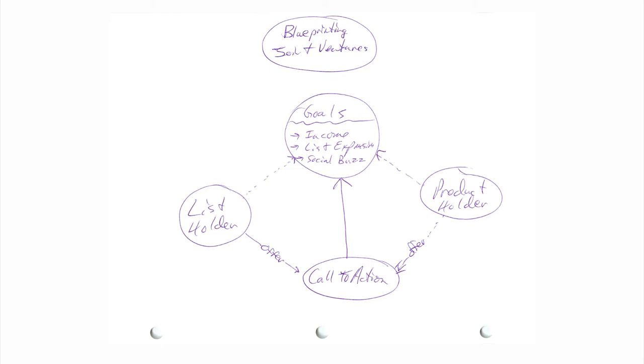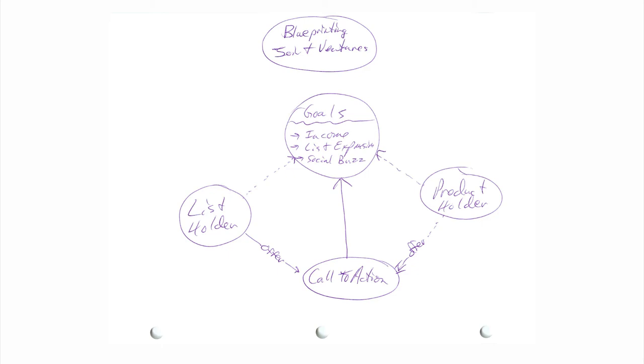If you look down at the next circle, call to action, every joint venture is going to have some sort of call to action. So if you look closely, you'll see that there are two offer lines, one that goes from the product holder to the call to action and one that goes from the list holder. The list holder is a solid line.